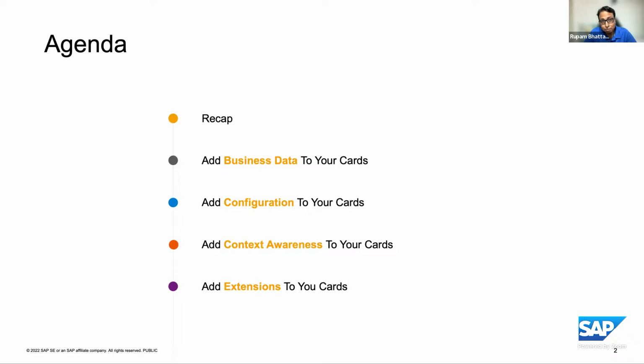Although we started with the template generated card and low-code property editor to add data or context awareness, there will be no limitations to what you can achieve with a declarative card, and we will see that with the manifest extension. And this could be very useful in many scenarios.